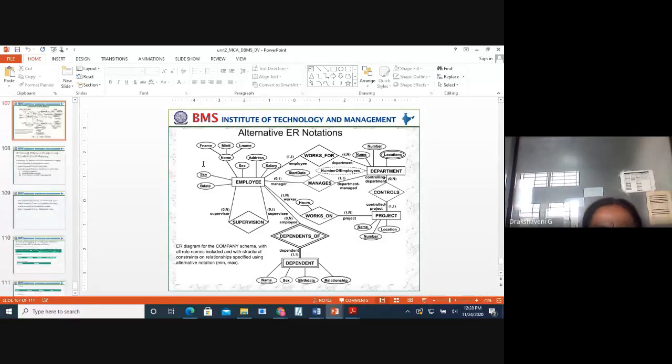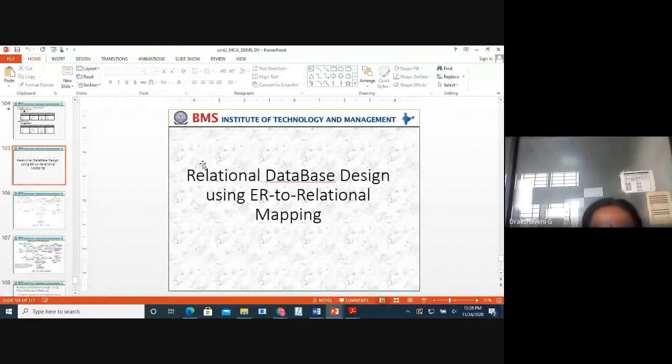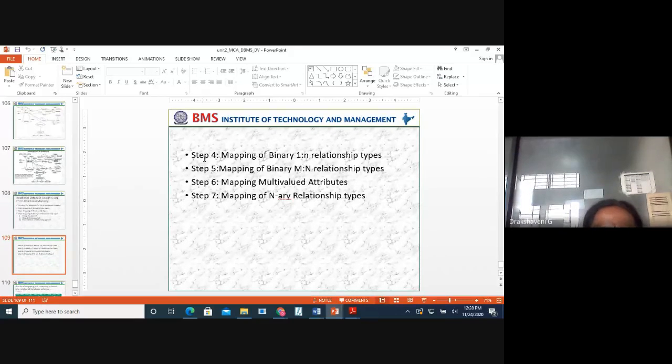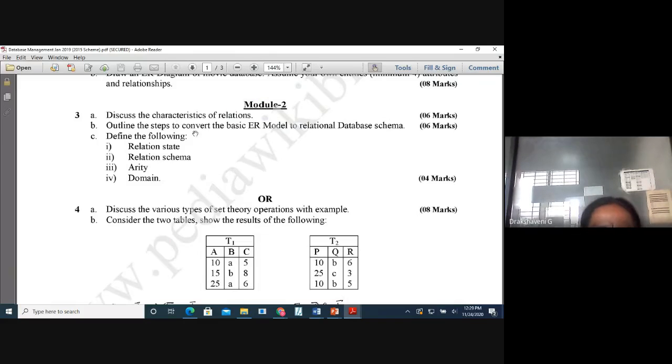So what are these steps? An ER diagram will be given to you, something like this. So relational database design using ER to relational mapping. These 7 steps are there here. So you have to write step 1, 2, 3, 4 and explain each of them. These are the seven steps which you have to write for this question.